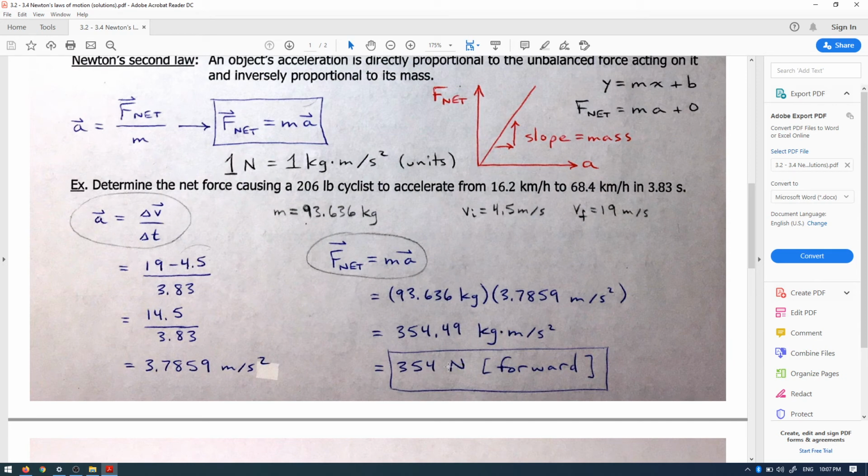So that's a way of combining kinematics on the left here with the acceleration calculation with the new dynamics calculations, F net. Okay, so I've determined the net force on a 206-pound cyclist.